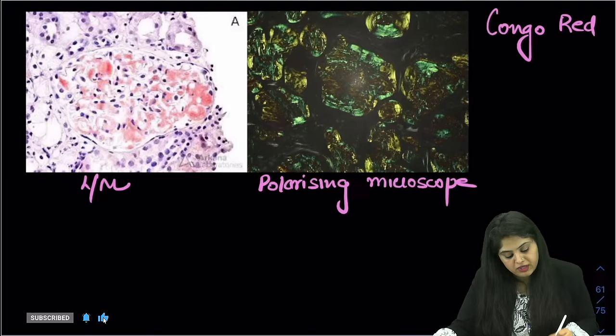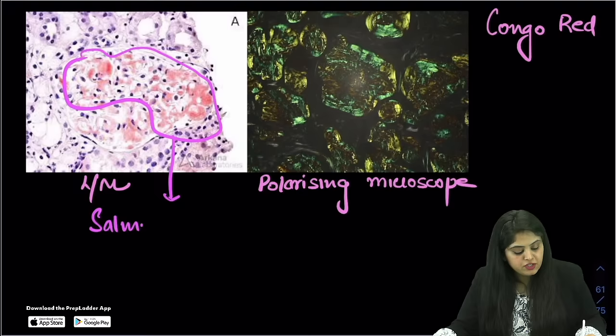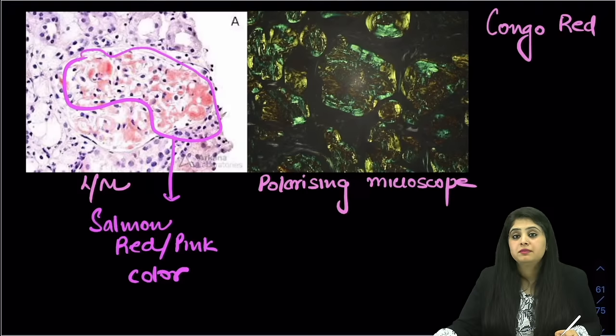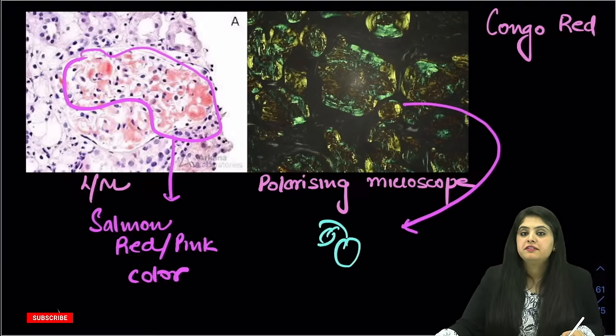So under a light microscope I can see some reddish color. They like fish, so they called it salmon red or salmon pink color. That is the light microscope. But over here, everyone knows, this is the famous apple green birefringence that you see on a polarizing microscope. So no need for revision of that.